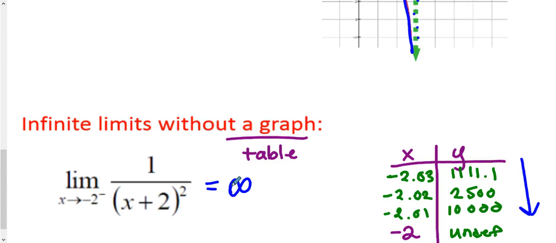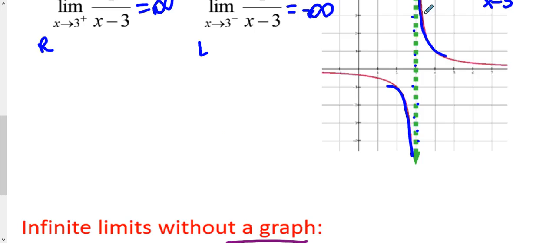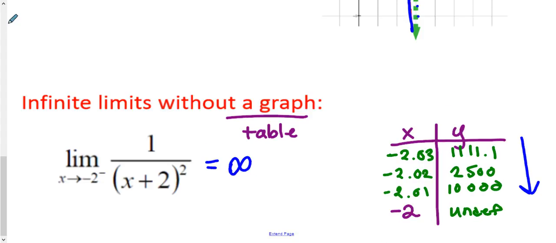Okay. So a graph probably would have been doing the same thing as this graph did. It would go up forever without end. So what's new today is we want to talk about when we don't have either of these.